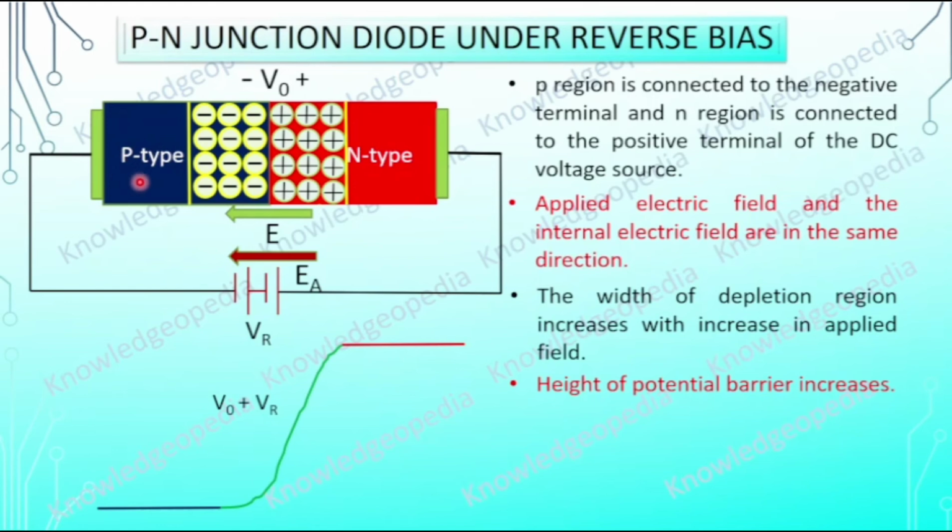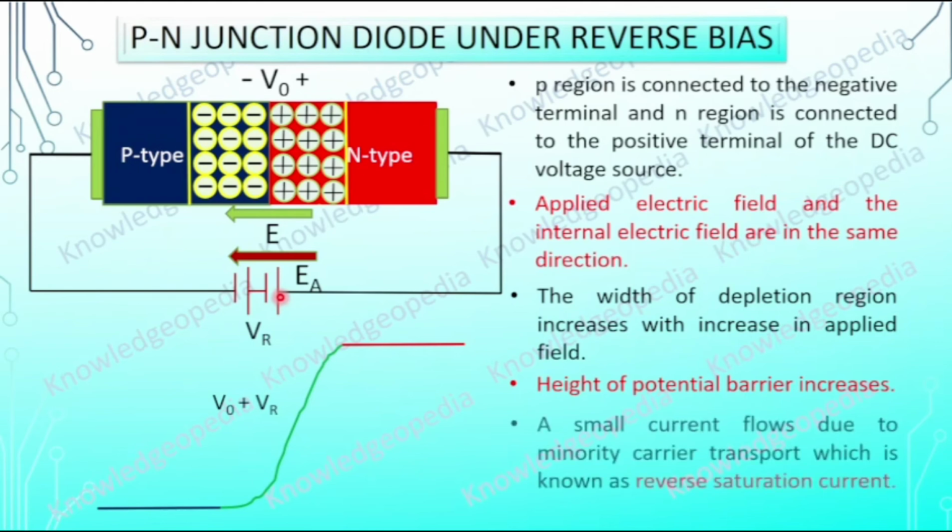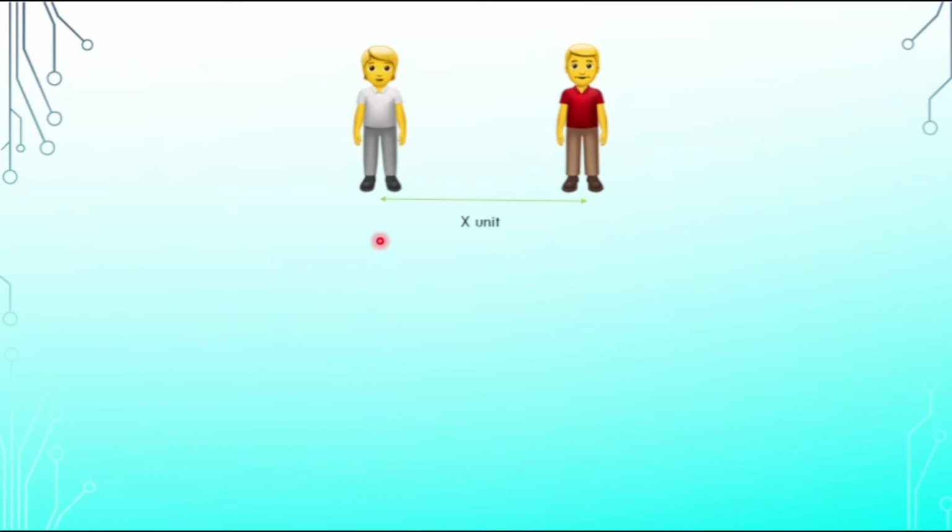Only very little current, because here in P type, if you can see, some minority carriers, that is electrons, may be present, which are generated due to electron hole pair generation. Those electrons can move through this due to the drift of this applied electric field, and hence we are getting a very small current which is due to the minority carrier transport, and this small current is known as reverse saturation current. Let us analyze one more situation.